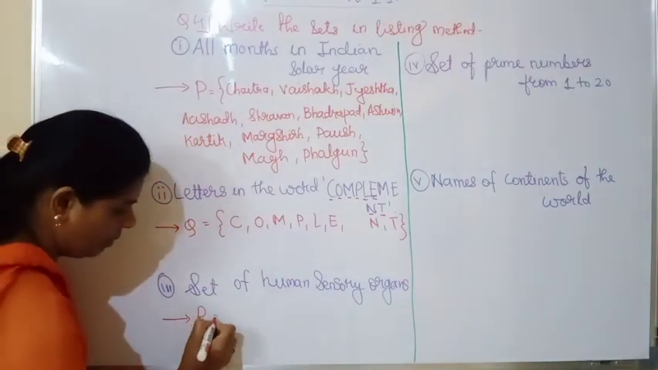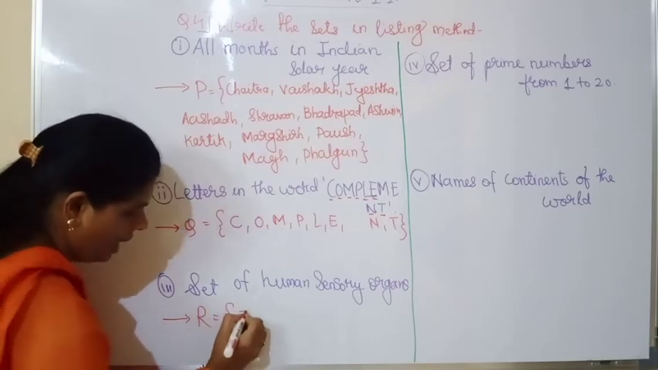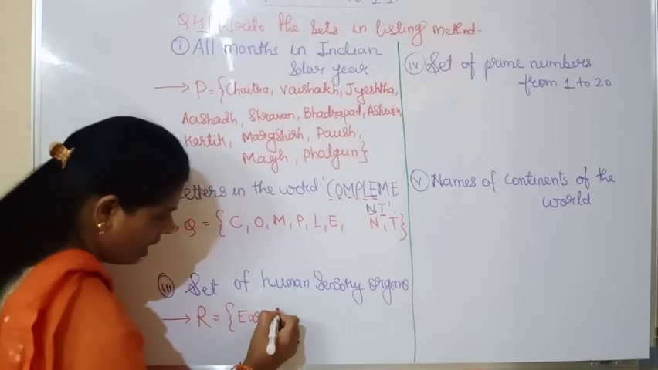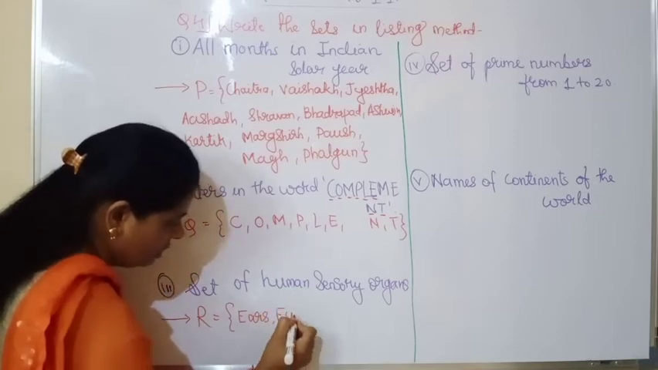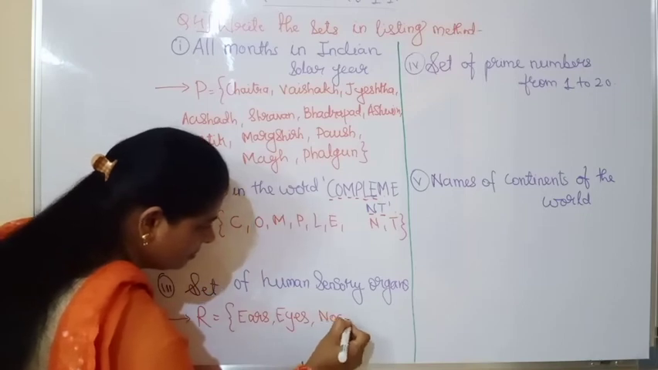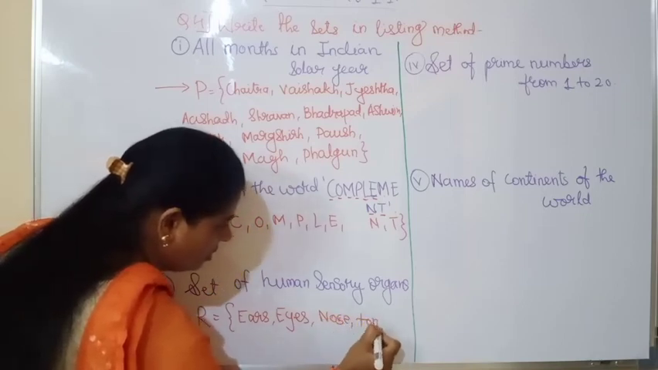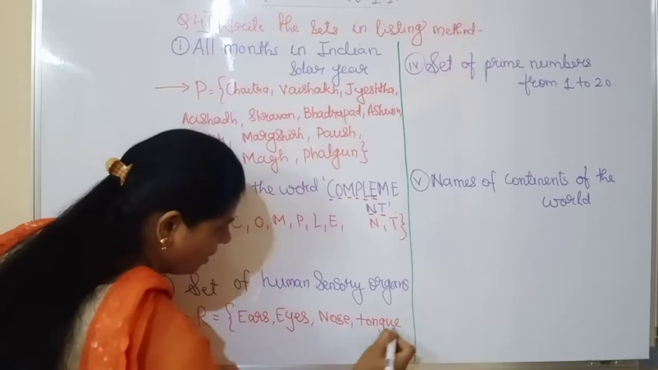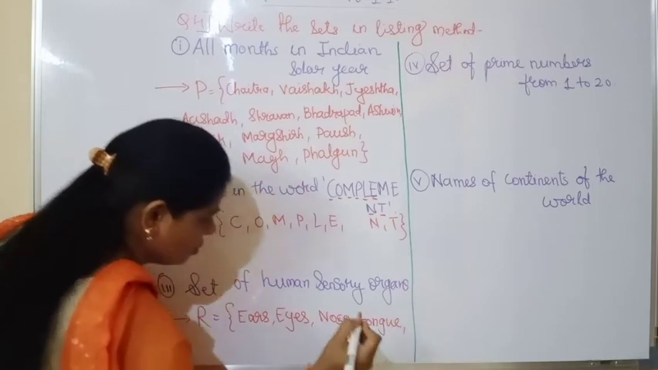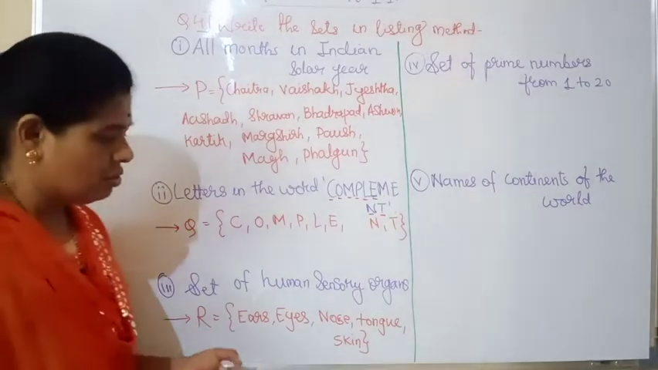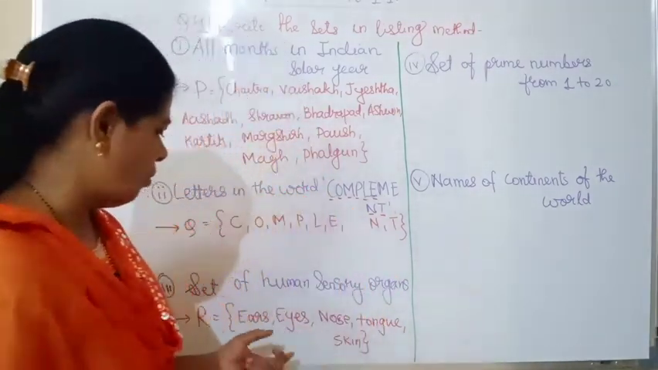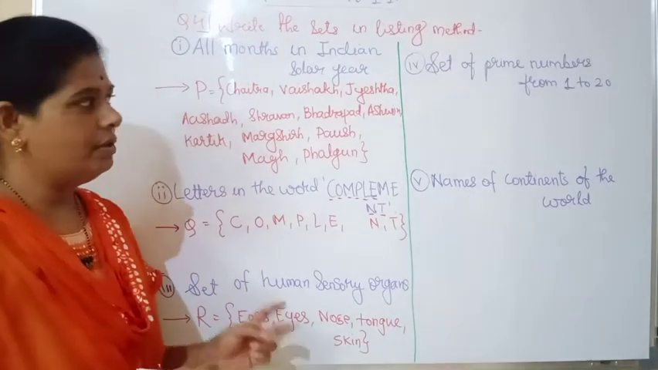I will give a name of the set, that is R, and I will write the names of the sensory organs. Eyes, then ears, nose, then tongue and skin. Okay, so very simple question. So these are our 5 sensory organs in the human body which I have written.